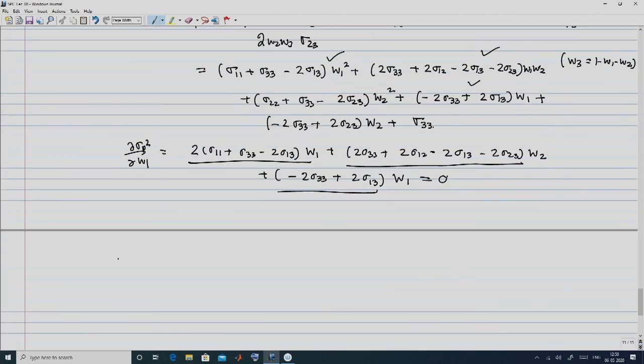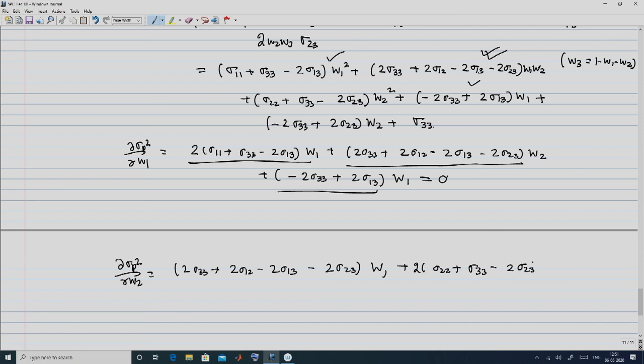Likewise, for delta sigma p square by delta W2, I will get twice sigma 33 plus twice sigma 12 minus twice sigma 13 minus twice sigma 23, into W1. So, it is again from this term, plus twice sigma 22 plus sigma 33 minus twice sigma 23, into W2, which comes from this term, and then minus twice sigma 33 plus twice sigma 23 from this term, and this is set equal to 0. I call this equation 1 and this equation 2.